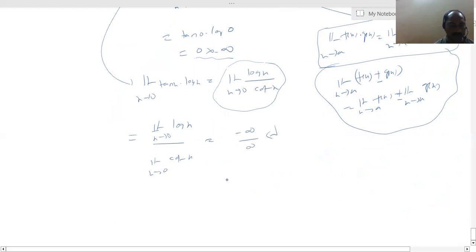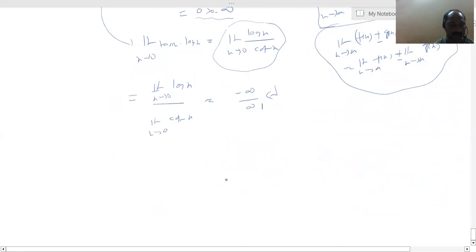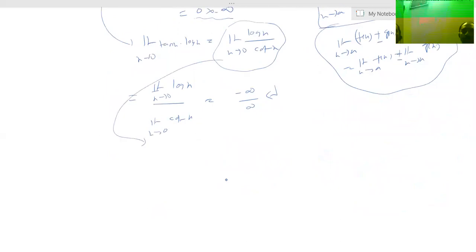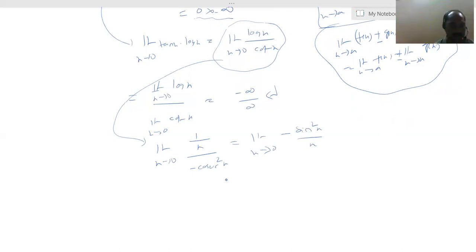So we apply the L'Hospital rule. Limit x tends to 0, derivative of log x is 1 by x, and derivative of cot x is minus cosecant square x. That implies limit x tends to 0 of minus sine square x by x, since cosecant square x is 1 by sine square x, using the formula a by b by c by d equals ad by bc.